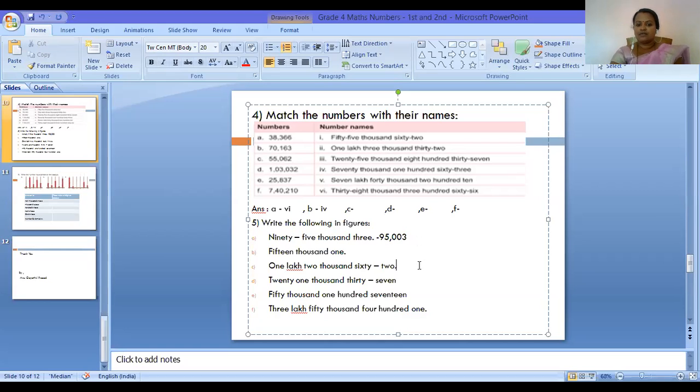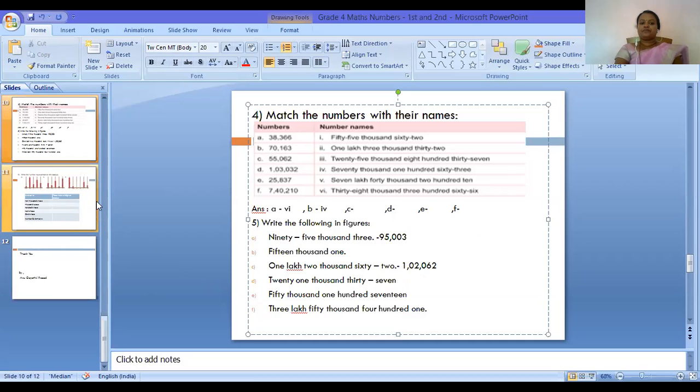Similarly, if we check with another, say 1 lakh, separated with the period, 1 lakh, 2,000. So again we have 0, 2 and hundreds we don't have, so 0, 6, 2. So it is read as 1,02,062. So I request you to solve questions B, D, E and F as the drill sums.